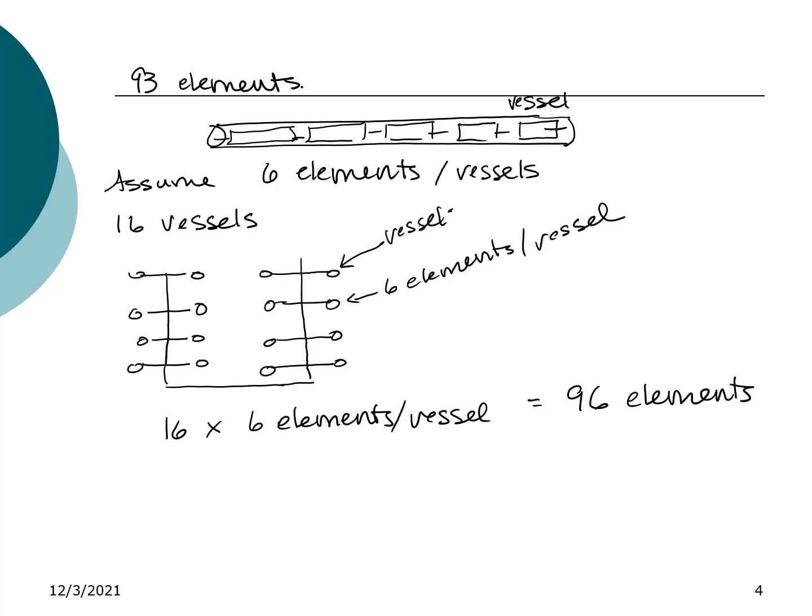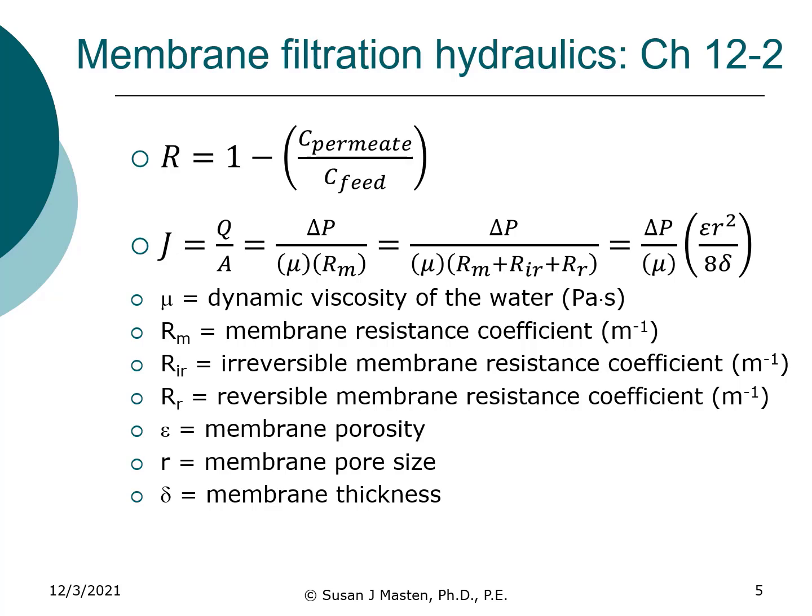We calculated 93, but because of plumbing requirements and wanting simplicity of plumbing, we will instead design our system so that we have 16 vessels, 6 elements per vessel, and that means 96 elements, which means we can actually treat a little more than 760 meters cubed per day. So far, all of the equations that we have been using pertain to reverse osmosis systems. However, with ultrafiltration and microfiltration systems, the equations are slightly different.